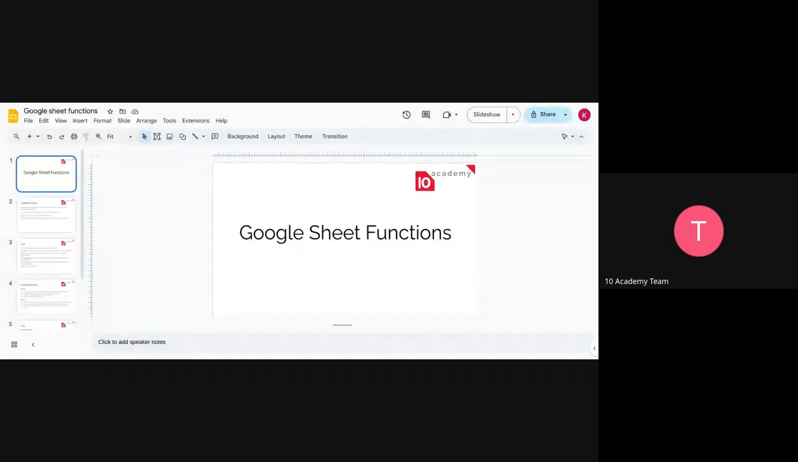Share my screen. So it's visible, right?